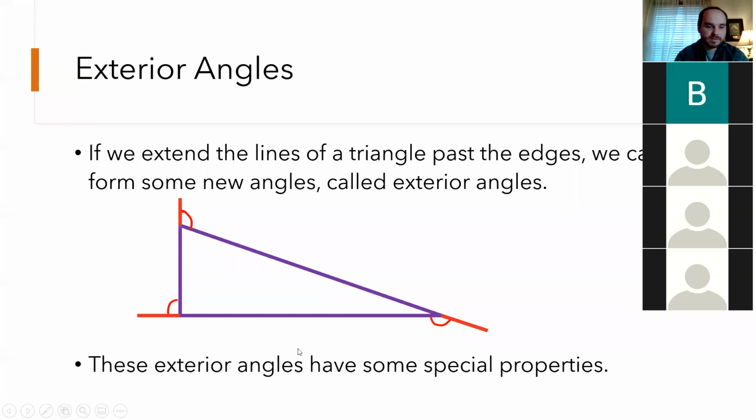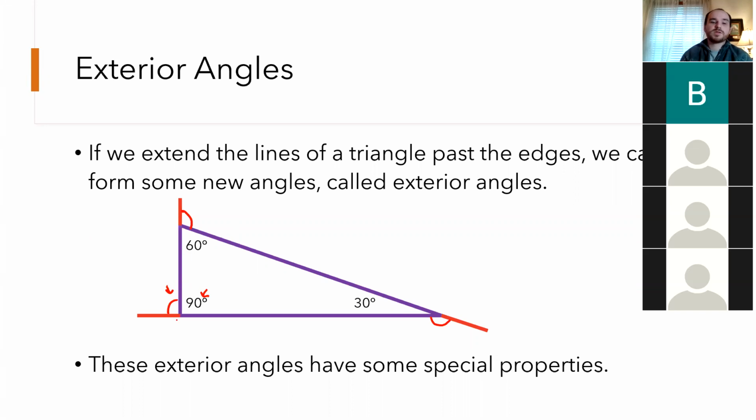These exterior angles have some special properties, and we're going to look at those on the next page. But let's go ahead, I have a couple questions. First of all, what is the relationship between this exterior angle right here and this 90-degree angle right here? Are they vertical, complementary, supplementary? Those are the only options.